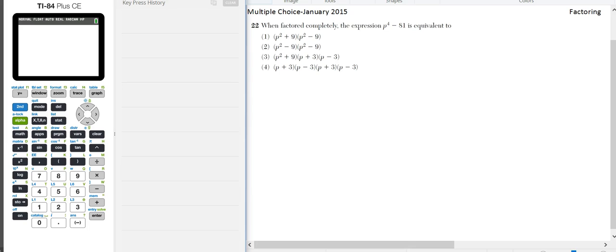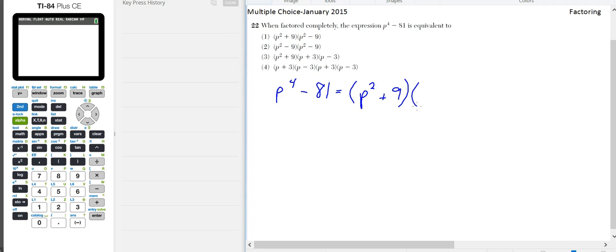The second thing we always want to do is check, is there the difference of two perfect squares? And there is. P to the fourth is a perfect square, 81 is a perfect square, and they're separated by a minus sign. So, the difference of two perfect squares. Our question, p to the fourth minus 81, is equal to: take the square root of the first term, the square root of p to the fourth is p squared. We add to that the square root of the second term, the square root of 81 is 9.